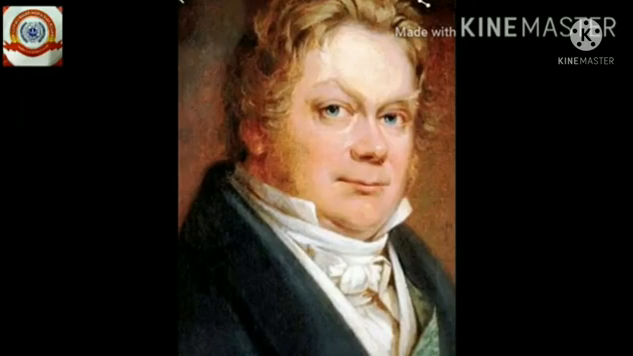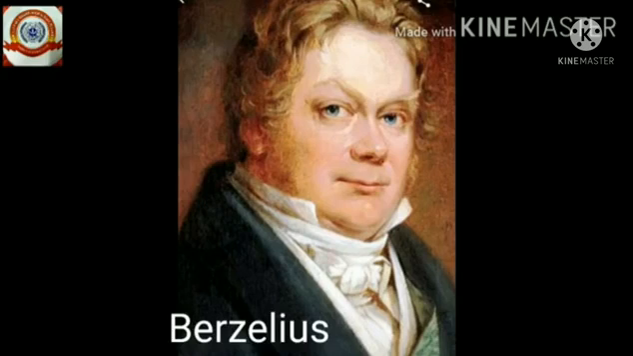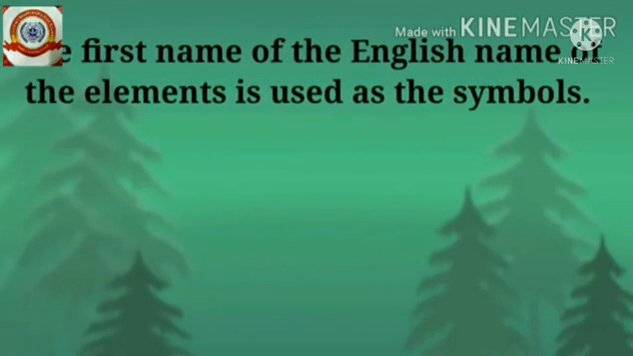In early days, pictures were used as the symbols of elements. The modern method of assigning symbols was developed by the Swedish scientist Berzelius. Berzelius also discovered the elements selenium, thorium, cerium and silicon. The symbols are assigned in different ways. The first letter of the English name of the element is used as the symbol. Capital letters are used as the symbols.